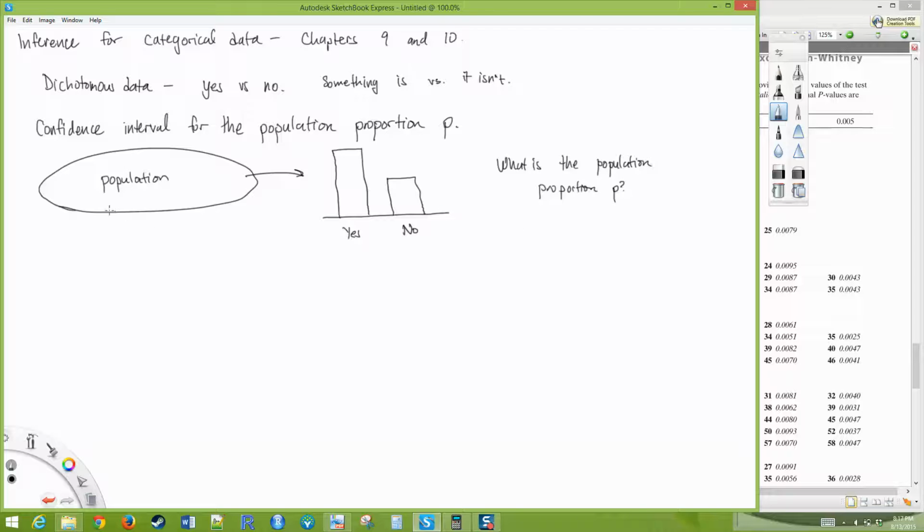Because we can't observe the population directly, from the population we draw the sample. And our sample has y successes or y yeses.